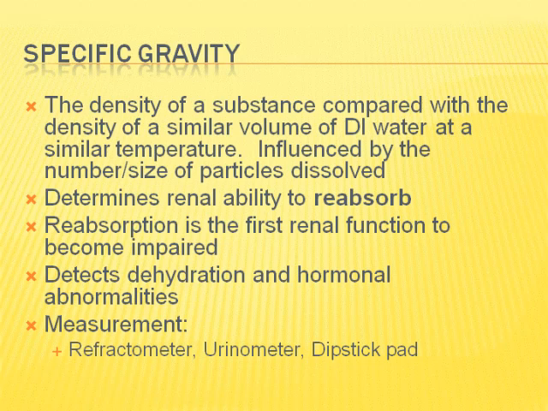It happens to be the first renal function to become impaired in the case of damage or disease. So this can be a very early indicator of something going wrong. It detects dehydration and abnormal hormones. We can measure this with a refractometer, a urinometer, or the dipstick.